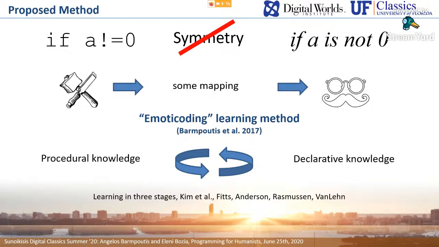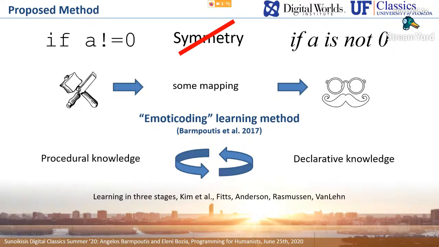And it is based on the underlying learning in 3 stages theory, where the more we type this encoding, the more it becomes what we call procedural knowledge. Of course, in the beginning, we don't have the procedural knowledge. So by observing the explanatory statement, in other words, by observing the English statement, if A is not 0, this gives us the declarative knowledge, in other words, the meaning behind that encoding.